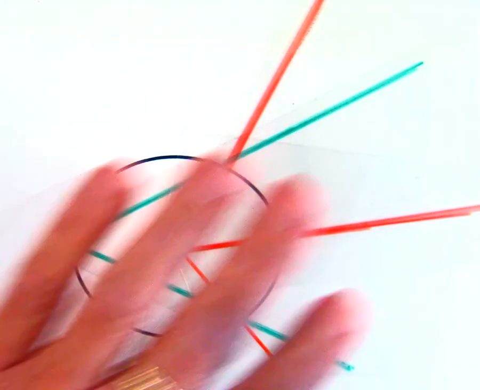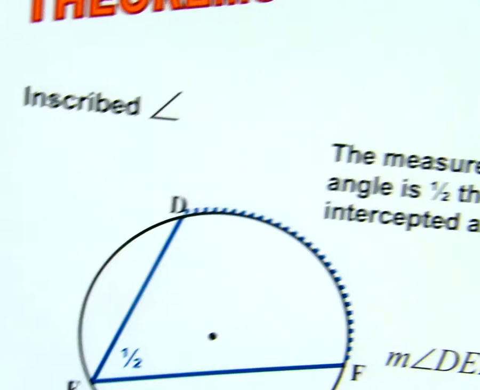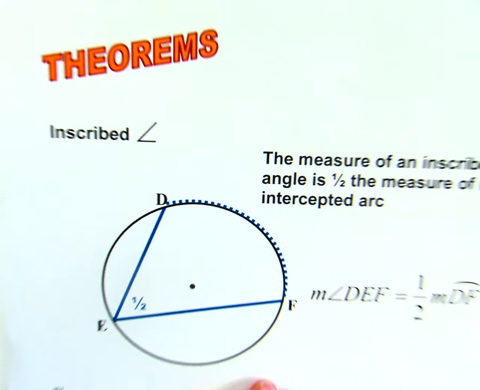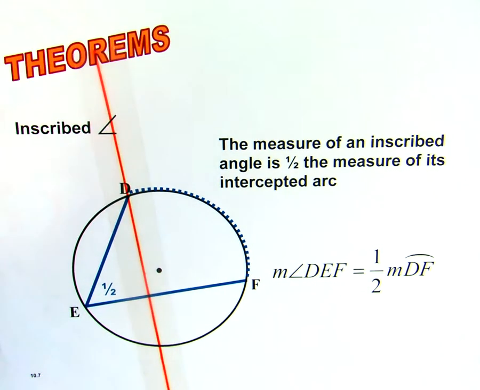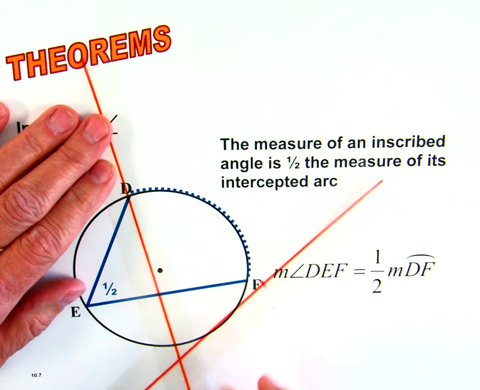And that happens to be a theorem. Please make note of the theorem in your cipher. Okay, let's look at this one and say, okay, well, this angle here at E, this blue angle here at E, is half of the arc DF. Okay, well, what happens if I just make myself a random other angle over here?